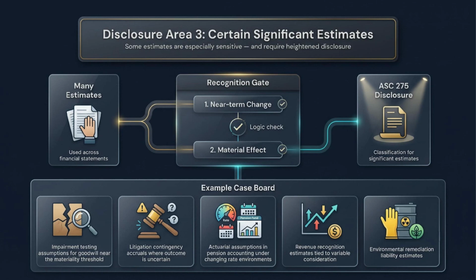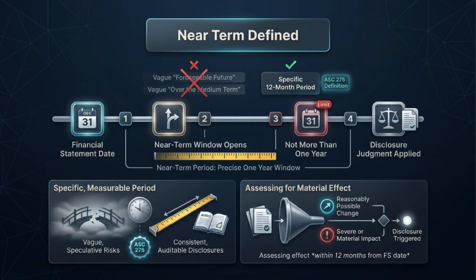Near term has a precise meaning under ASC 275. It means a period not to exceed 1 year from the date of the financial statements. That is important because students often use vague phrases like foreseeable future, medium term, or next few years. Those phrases are not the ASC 275 definition. The standard gives us a 1 year window starting from the financial statement date. Use that window when judging significant estimates and concentrations.